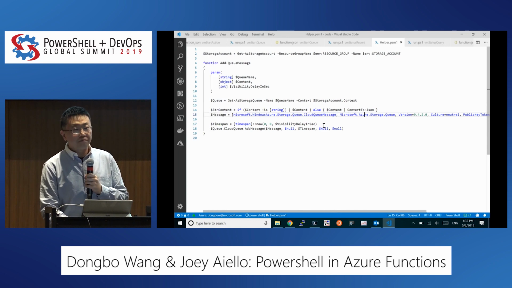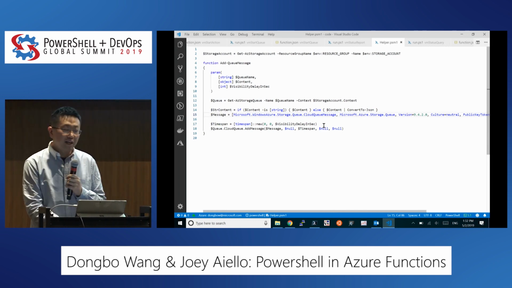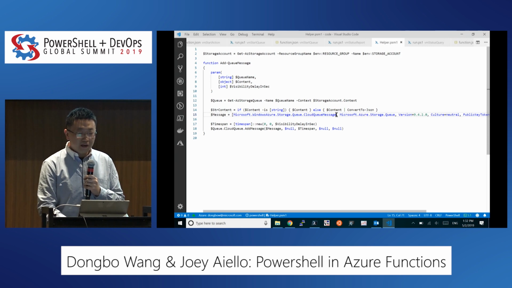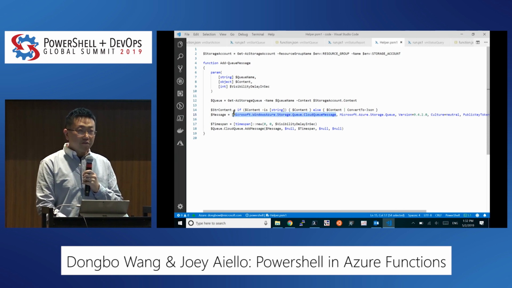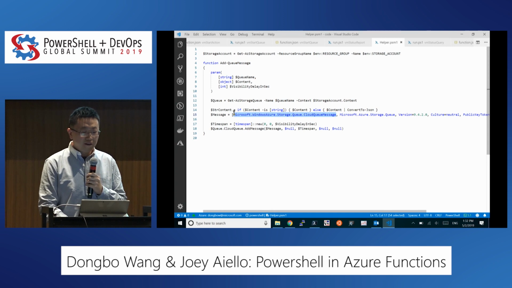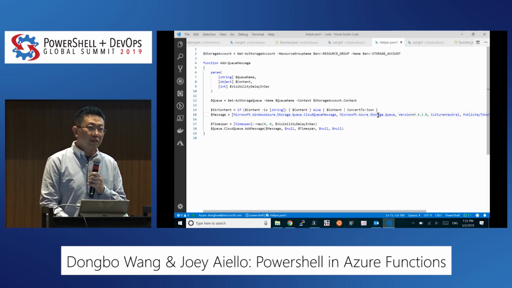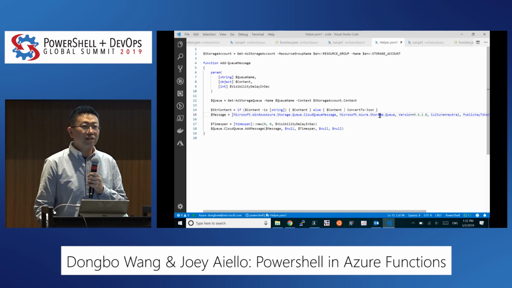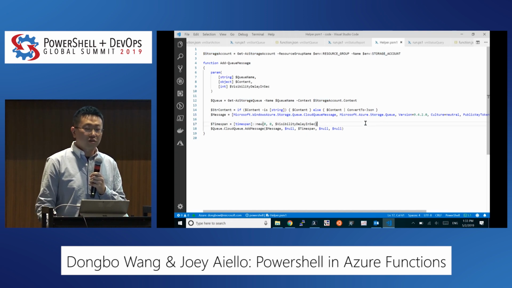When I was working on this demo, I found that the same type name is actually defined in two different assemblies in the Azure PowerShell module. One is Storage.dll, one is Microsoft.WindowsAzure.Storage.dll. The Azure account module depends on one DLL, and the Azure storage module depends on the other DLL. So it confuses PowerShell; it doesn't know which type you're actually asking for.